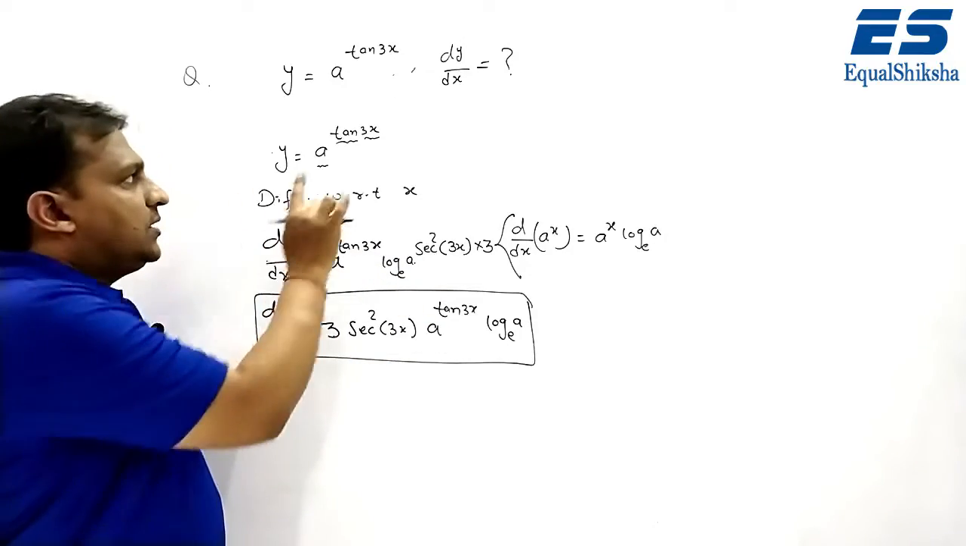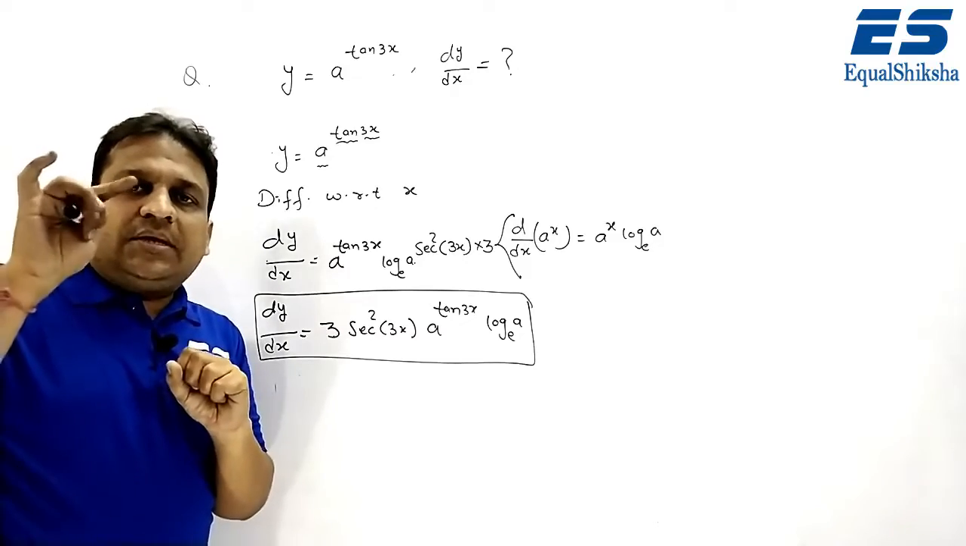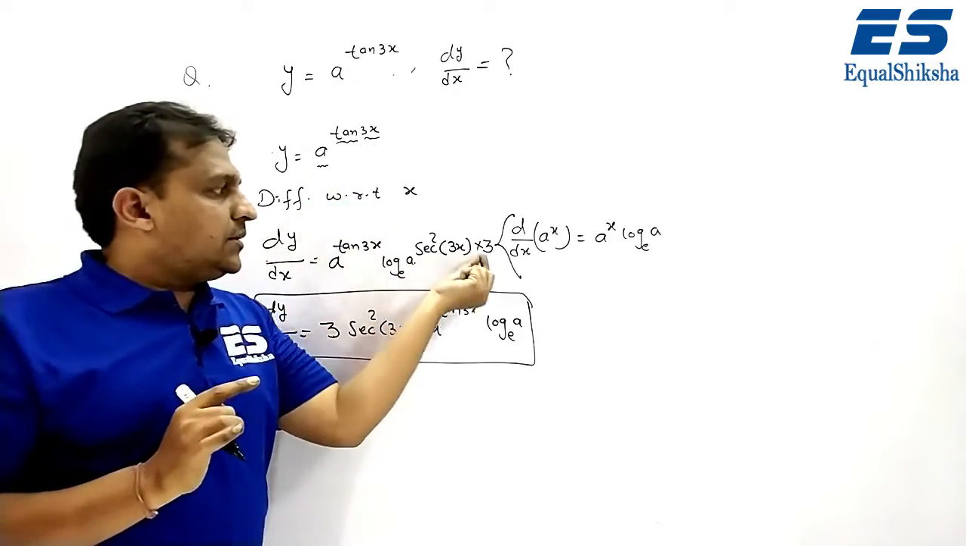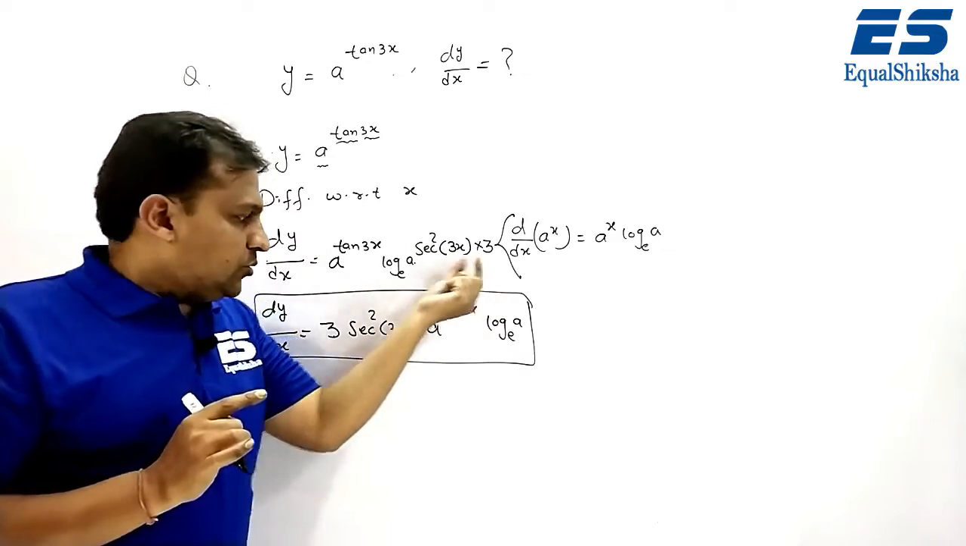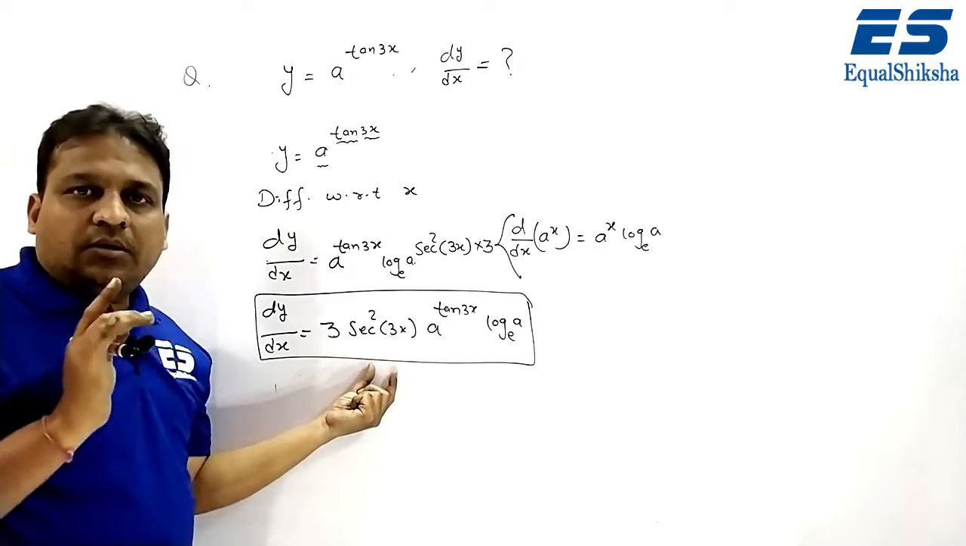Now we will differentiate tan 3x. For tan 3x we will consider 3x as an x. So there will be sec square 3x, then for 3x there will be 3. So this is the final answer for this question. Is it clear? Okay, note down.